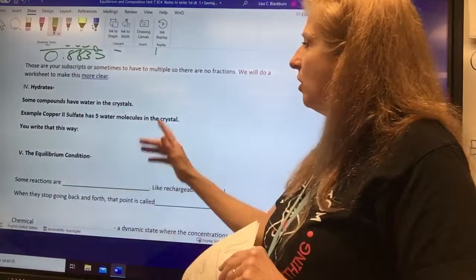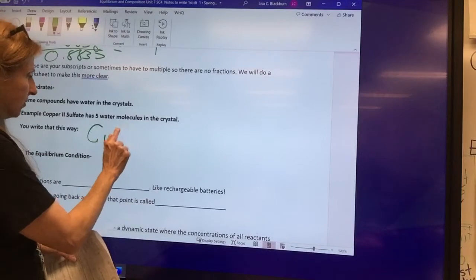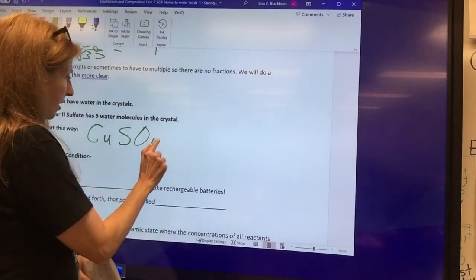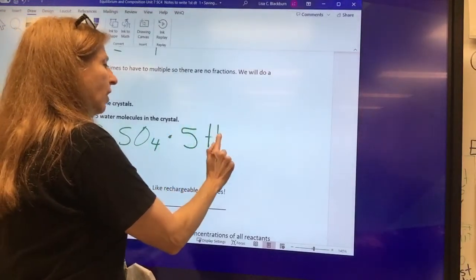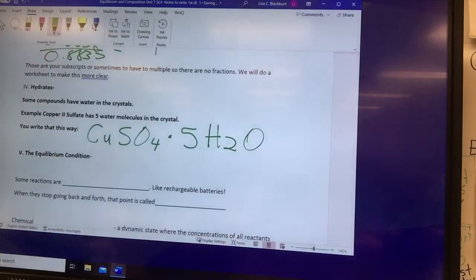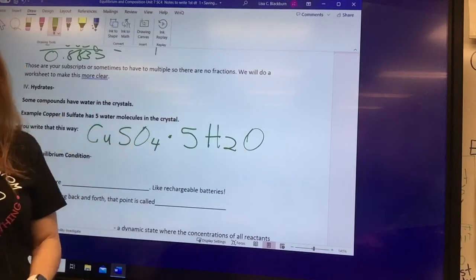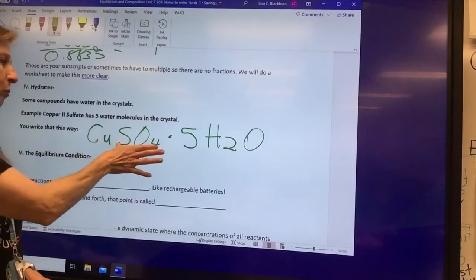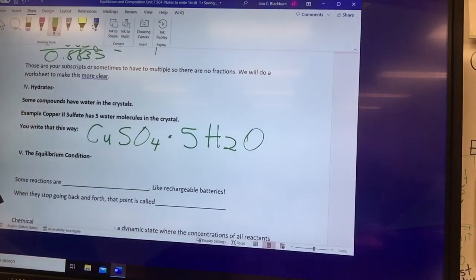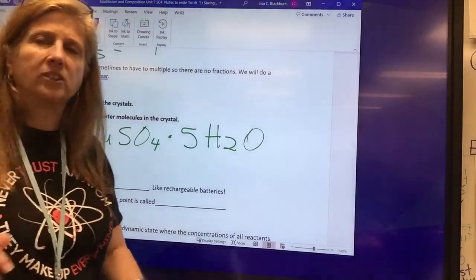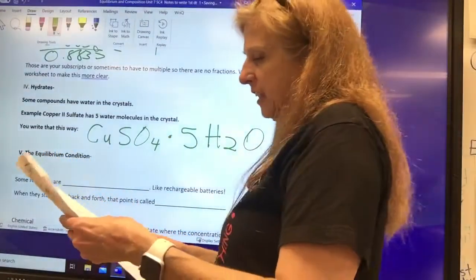Okay, so how you write it. If it is a hydrate, you write it this way. So here is our copper sulfate. And then you do a dot for times, and then it tells how many waters are in the reaction. So this copper sulfate has 5 waters bound up. For every 1 copper and 1 sulfate, it's got 5 waters bound into that chemical. Does that make sense to you? Can you imagine those little crystals? Okay. So we did that in lab and we heated it up and it turned white.